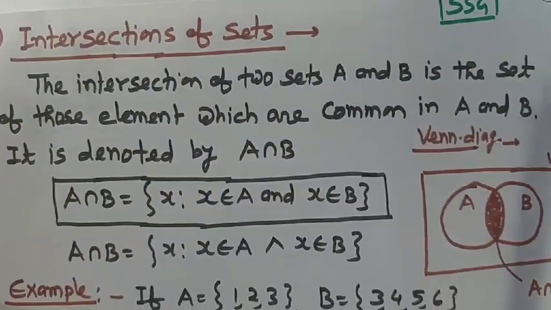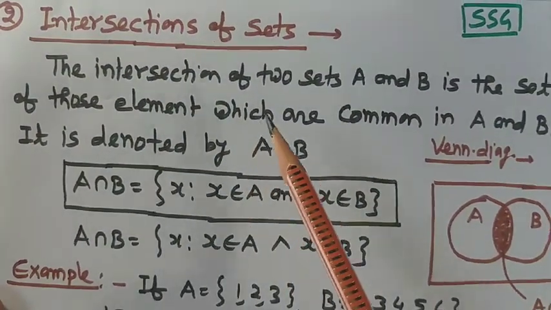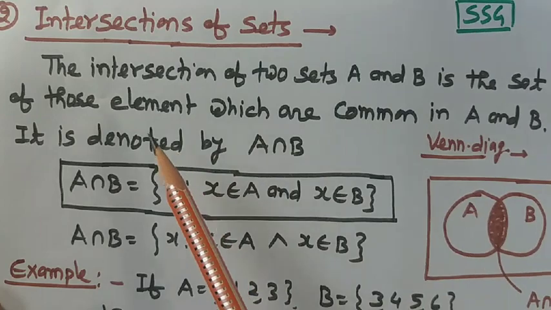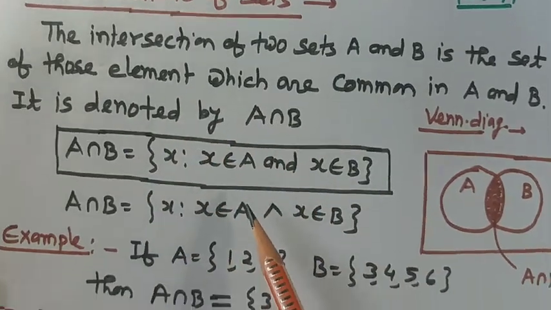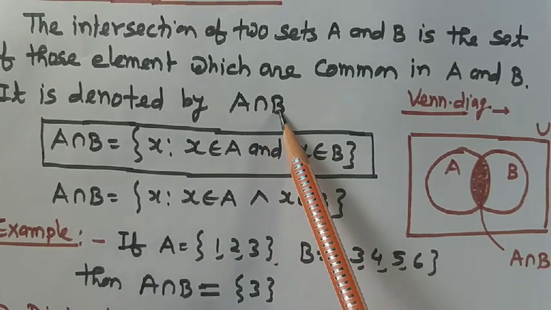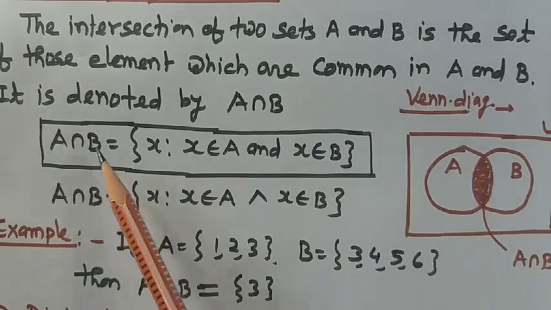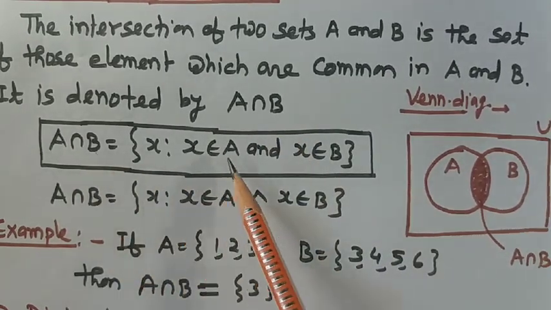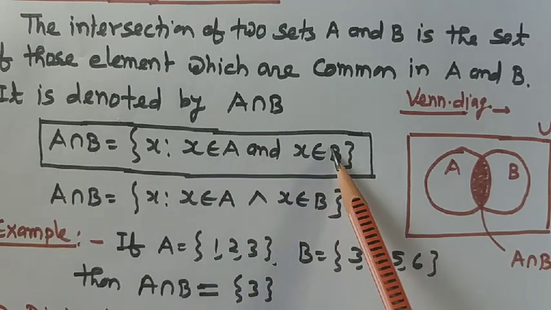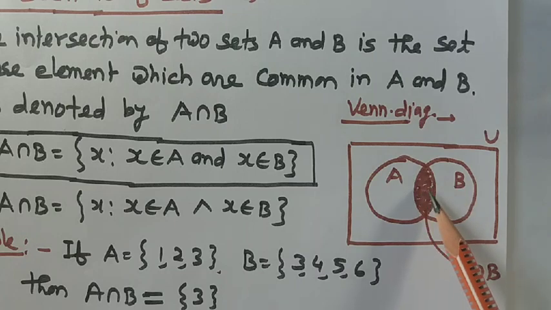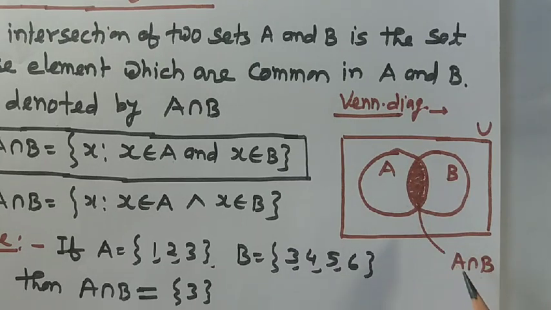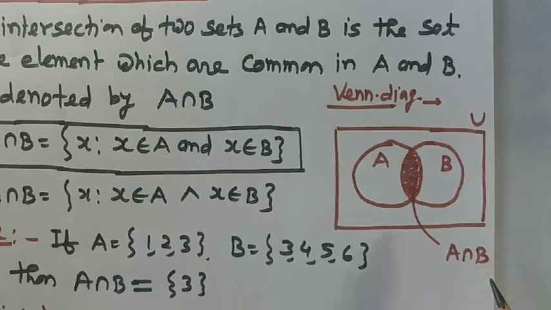Then intersection of the sets. The intersection of two sets A and B is the set of those elements which are in common in both A and B. This is denoted by A intersection B. Means A intersection B equals {x such that x belongs to A and x belongs to B}. By the Venn diagram, this one A and this one B, the total common portion is represented by A intersection B.